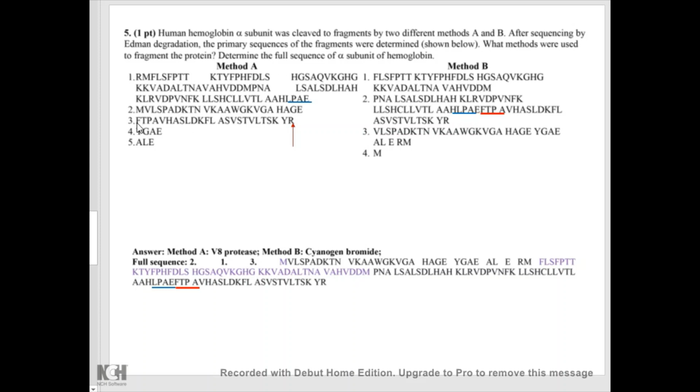Let's take a look. You definitely see it, right? FTPA. What does it mean? It means that this peptide will be followed by peptide number 3, FTPA. So you should place it here. And by doing this several times, you'll assemble the entire peptide shown here.